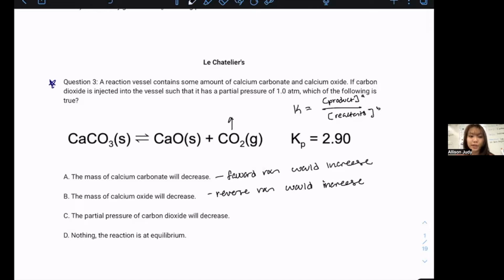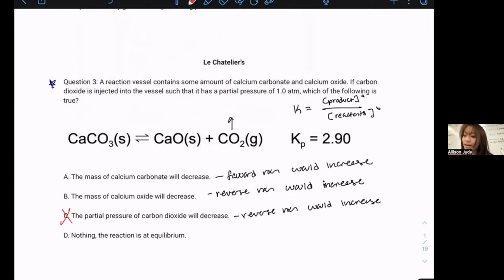C, the partial pressure of the carbon dioxide will decrease. The partial pressure of the carbon dioxide decreasing would mean that I'm using up more carbon dioxide. So again, my reverse reaction would be favored. But automatically, by the way, you should cancel out C because it just told us that we're injecting carbon dioxide. So that is not even making sense. It defies the problem itself.